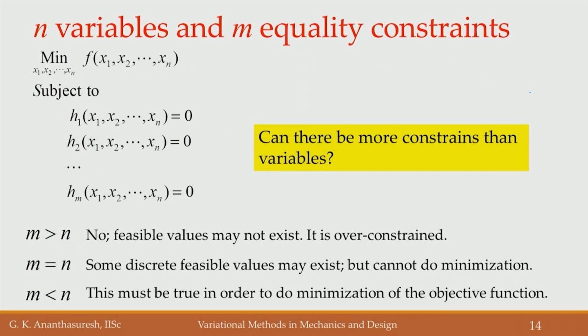Here we are asking a question again: can there be more constraints than variables? The answer is no, we cannot have more constraints than variables. If m is greater than n, feasible values may not exist, and even if they exist, they will be a few discrete values. So, it is an over-constrained problem and we cannot do optimization. When m equals n, some discrete values may exist, but you still cannot do minimization. In order to do minimization, we need to have m less than n. That is what we said.